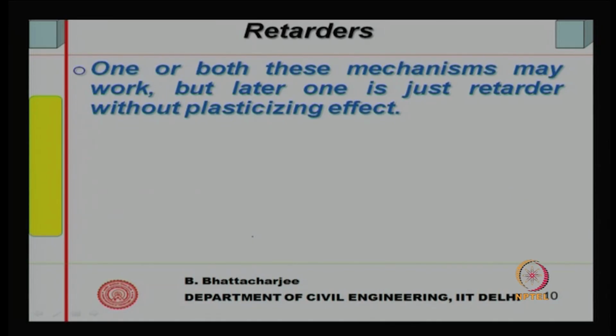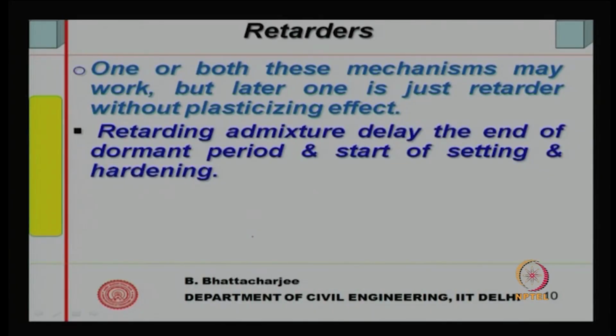The first one is with plasticizing effect, that is a coating on top of the surface. So, this coating might also disperse the cement particles, while the second case, with calcium ions forming a complex, will not have plasticizing effect. Retarding admixtures delay the end of the dormant period.